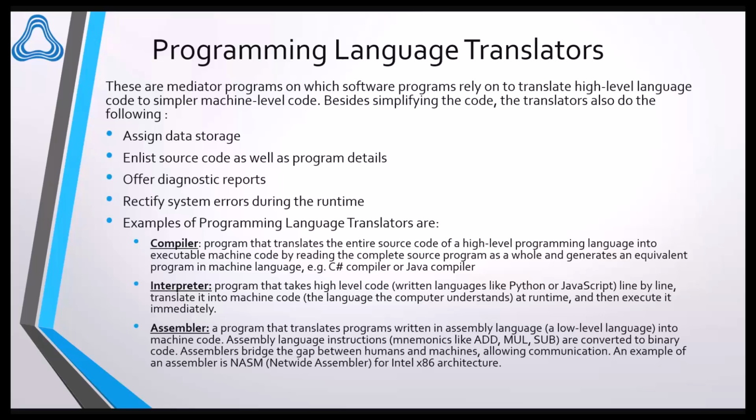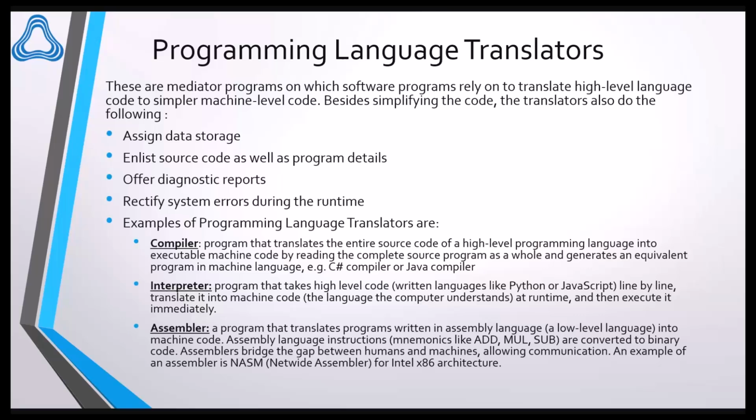An example of an assembler is NASM, that is the Netwide Assembler, and this is used for Intel x86, that is the 32-bit architecture. Most of our machines nowadays use the 64-bit architecture. If you're interested, you can go look at 32-bit and 64-bit architecture. Let's move on.